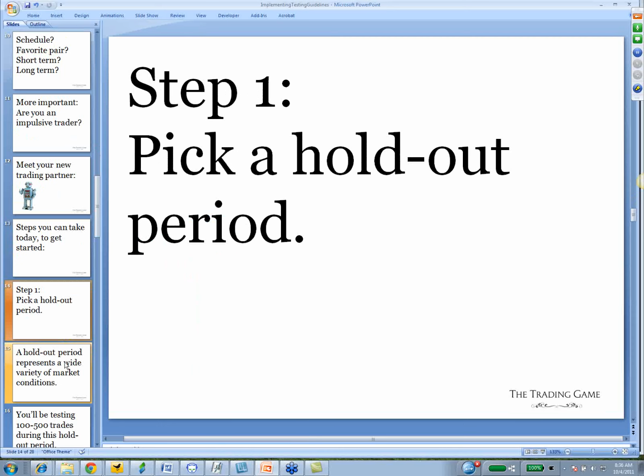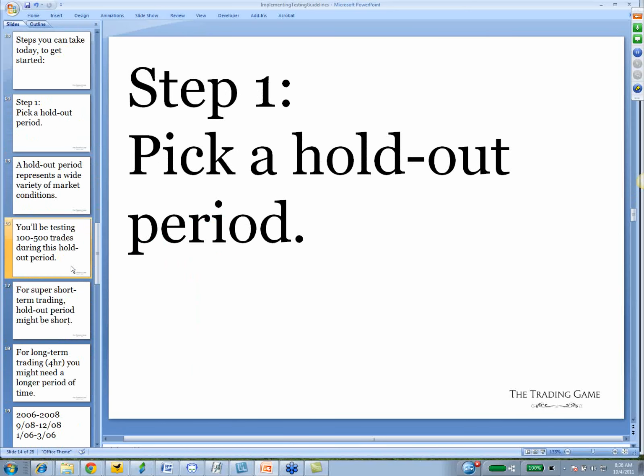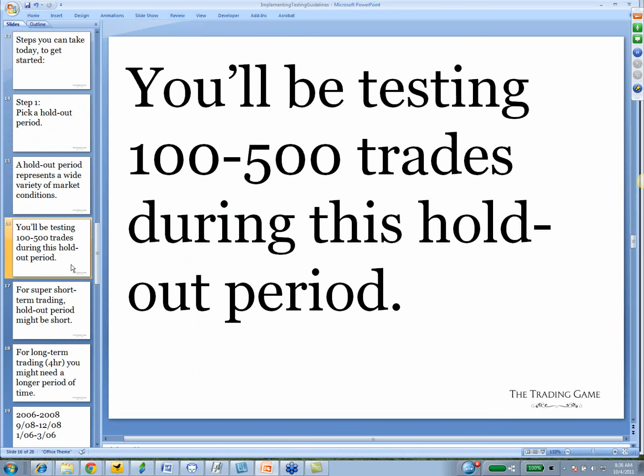Pick your holdout period. Get in your mind, if you're a short-term trader, that you're going to need a holdout period that's going to probably result in 200 to 300 trades. And start to write down the set of rules that you're going to follow during this holdout period. And that's all you need to do today. You don't even need to do any of the testing today.